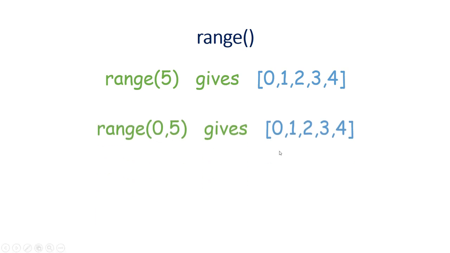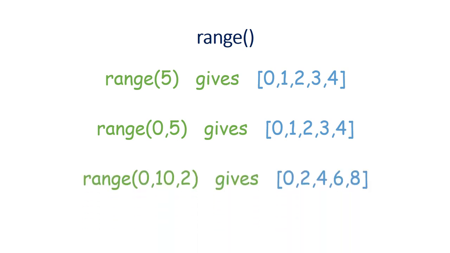It can also take two inputs, as here 0 and 5. It will again give the same output here, 0, 1, 2, 3 and 4. It will not include the upper limit. It can also take three inputs. This is the lower limit, this is the upper limit, and this is the increment. So here, as you can see, the output is 0, 2, 4, 6 and 8. It does not increase the number from 0 to 10 by 1, but by 2, as we have given the increment 2.